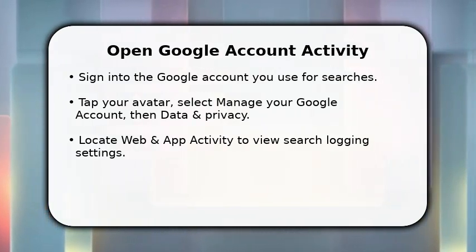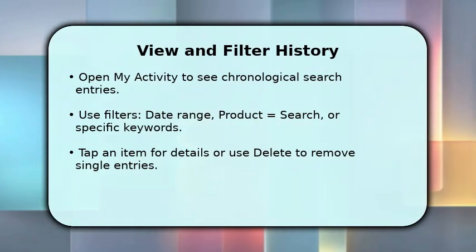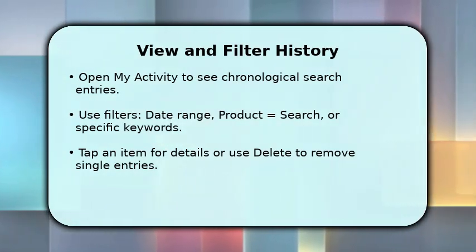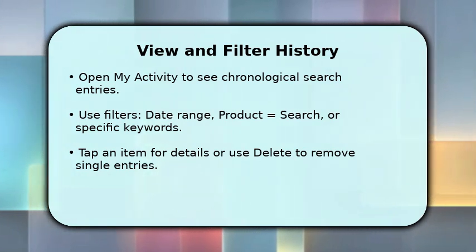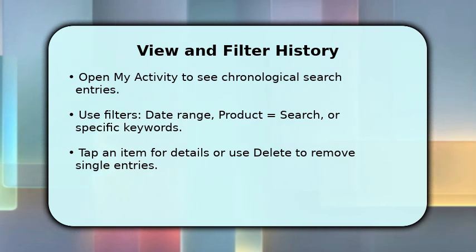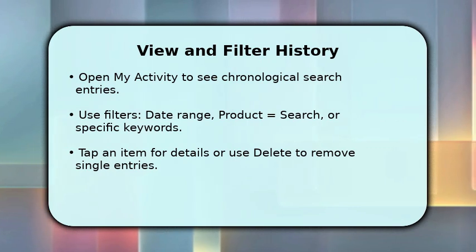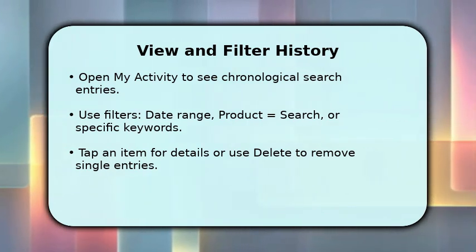Once you're in Web and App Activity, open My Activity to reveal your recorded searches in chronological order. You can filter results by date range, choose product and select search, or enter keywords to narrow results quickly. When you see items, tap any entry to expand details. You'll see time, query text, and device information if available.